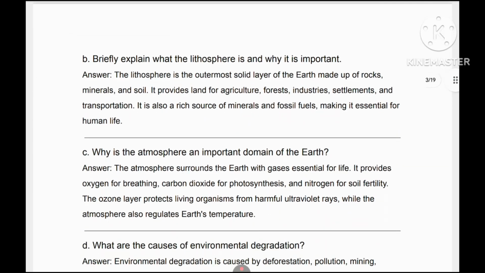Briefly explain what the lithosphere is and why it is important. The lithosphere is the outermost solid layer of the earth made up of rocks, minerals and soil. It provides land for agriculture, forest, industries, settlements and transportation. It is also a rich source of minerals and fossil fuels, making it essential for human life.